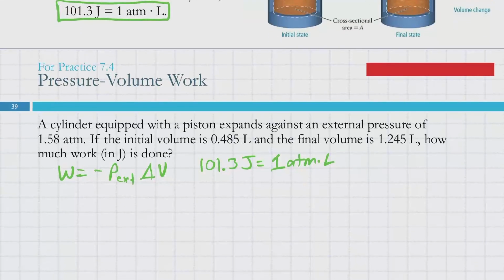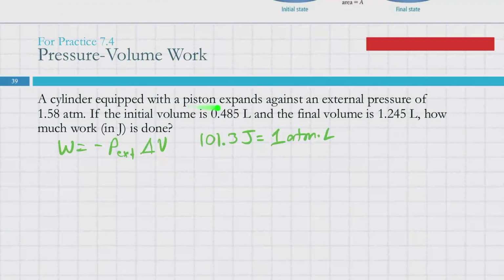Okay, so a cylinder equipped with a piston, so it means that it can expand, it can change volume, expands against an external pressure of 1.58 atmospheres, that's P sub EXT. If the initial volume is 0.485 liters and the final volume is 1.245 liters, how much work was done?